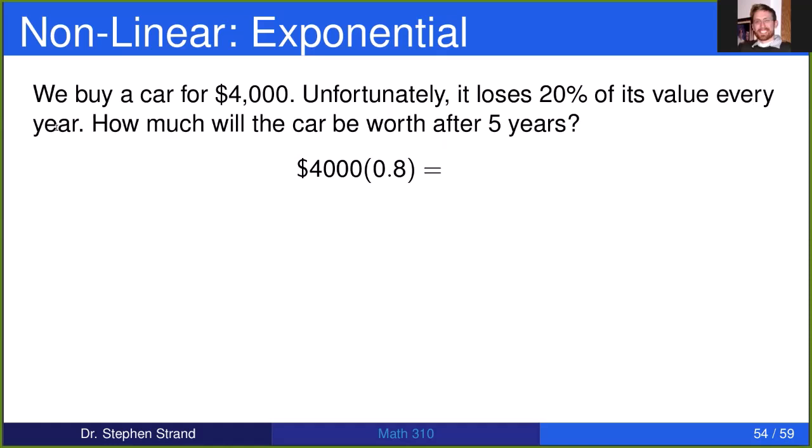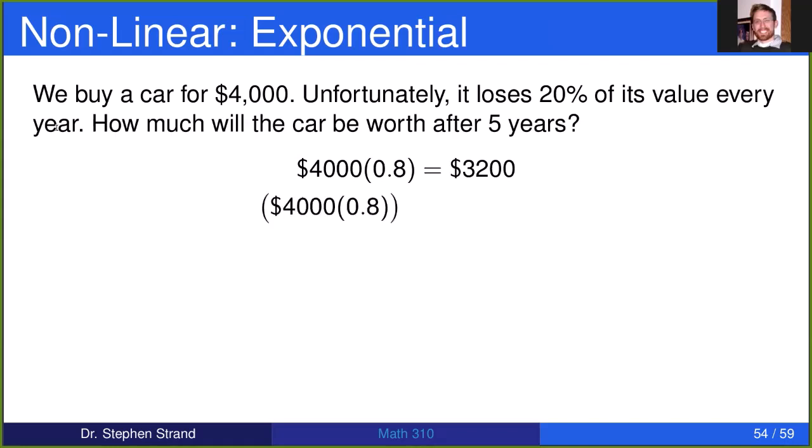So what we can see here is if we take the original value, it loses 20%, so you can think of that as keeping 80% of its value. 80% of 4,000 using a calculator gives us $3,200. So after 1 year, the car is worth $3,200. Now, when we want to calculate the change in value for the next year, we don't start with 4,000 again, right? The car isn't worth that much anymore. So now it's only worth 3,200, and it's only going to keep 80% of that value.